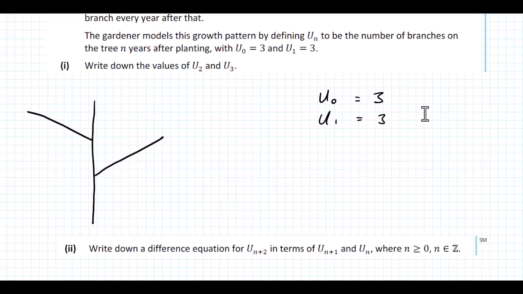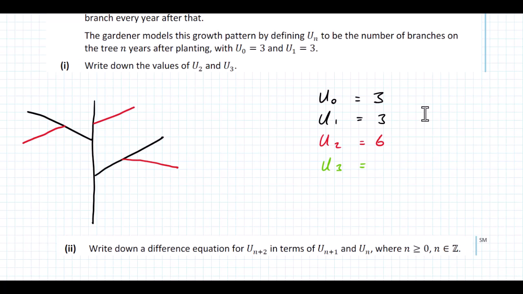Now U_2 then, let's put it in red. So this branch here will grow another branch. This branch will grow another branch, and this branch here will grow another branch here. So if we look at it now, we've got 1, 2, 3, 4, 5, 6 branches on our tree. So in red here we have 6. 3 extra branches.